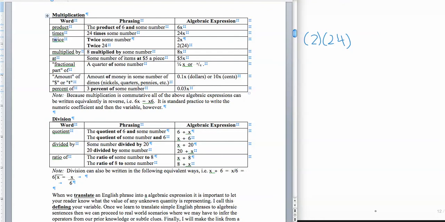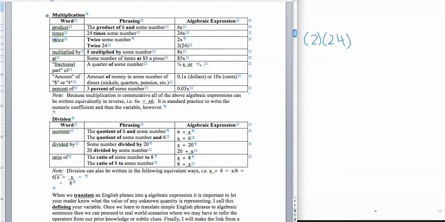Multiplied by, another word for multiplication that we see wherever we're going to put in the operator. So 8 multiplied by some number, 8x. The word at, wherever it occurs, at is a word that means multiplication. Some number of items at $5 a piece. Notice the commutative property that's come in here as I've written 5x instead of x times 5 in some manner. The word of is another word that means multiply.